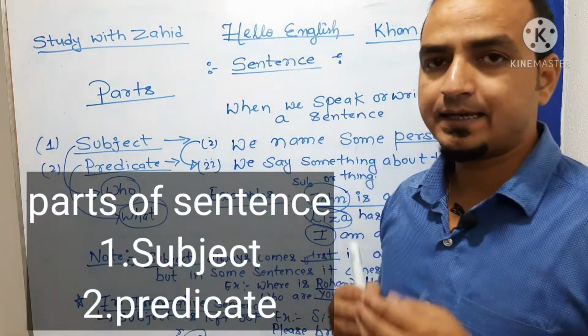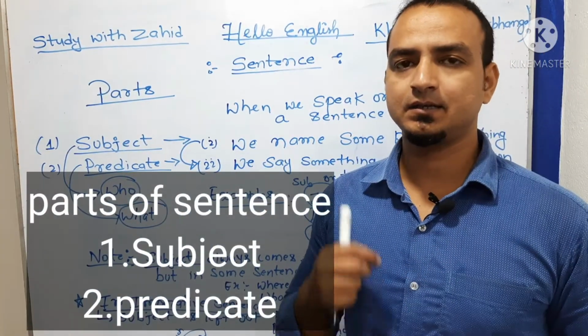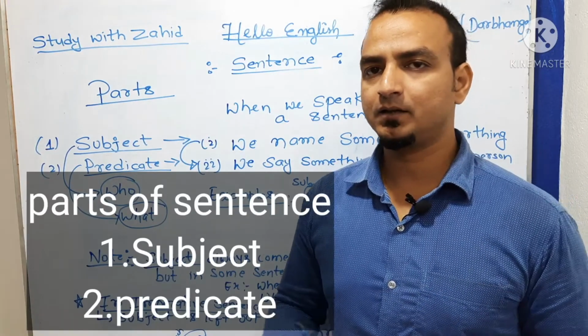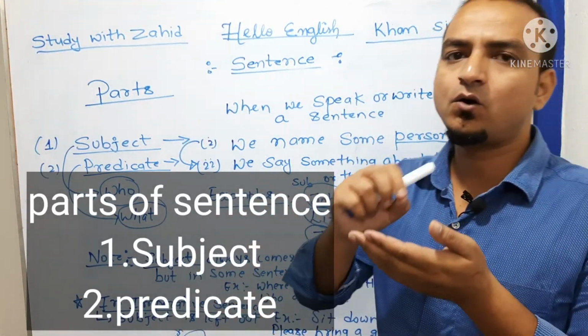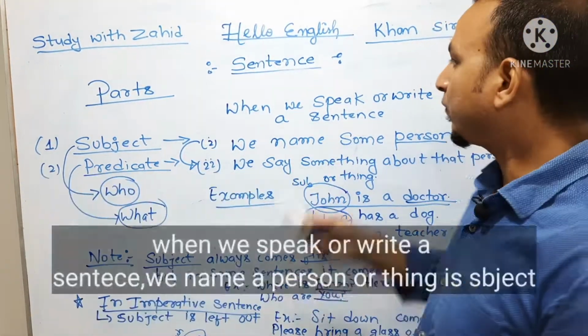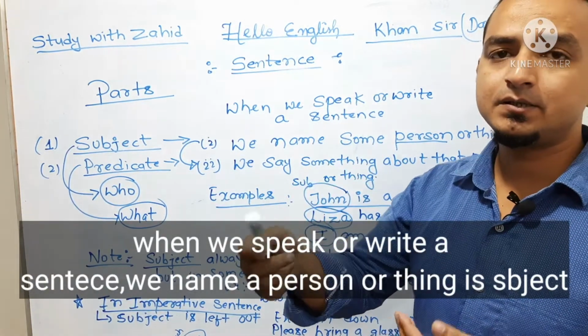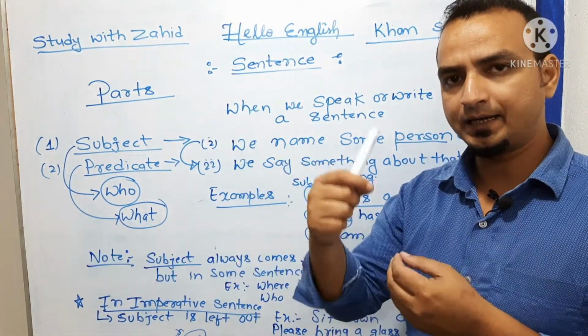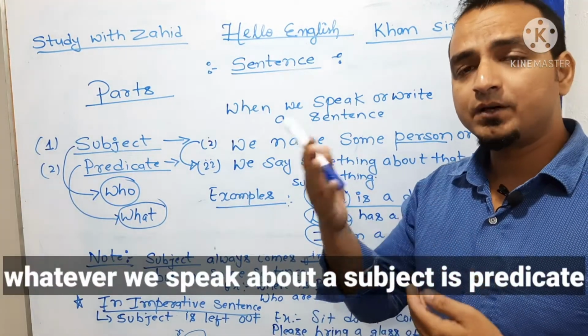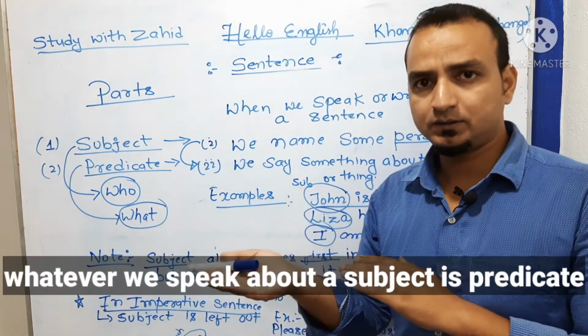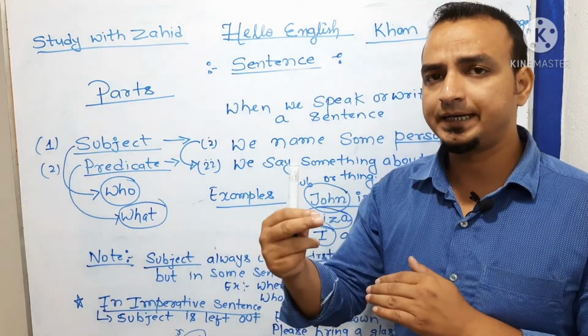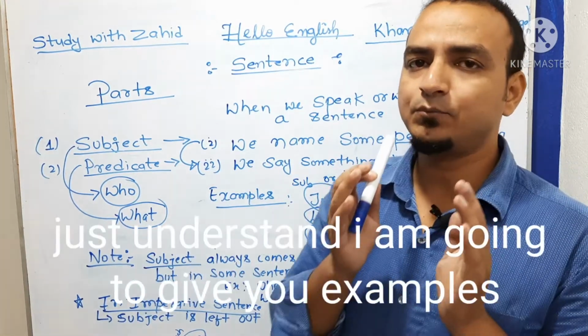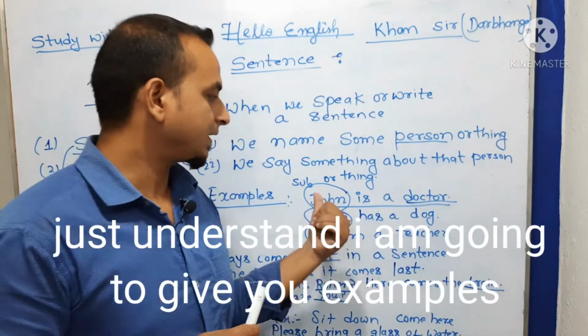Got it? A sentence has two parts: subject and predicate. So when we speak or write a sentence, we name some person or thing, so that is the subject, and whatever we speak about our subject, that is the predicate. Just understand, I'm going to give you some examples.